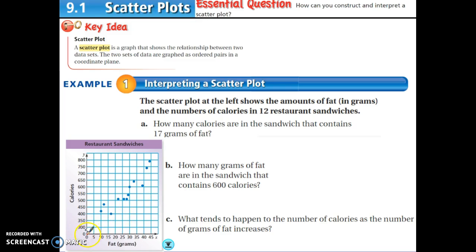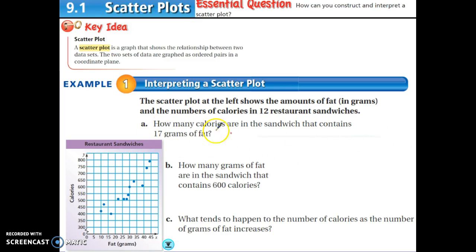So when we're reading this graph, this bottom line represents the number of grams of fat in each sandwich, and this vertical axis represents the number of calories in the sandwich. For example, if I go up to 10 grams of fat, I can go up to my first sandwich here and see that it has approximately 410 or so calories. If I went to this sandwich, it would have maybe 16 or 17 grams of fat, and then I go up to about 400 calories.